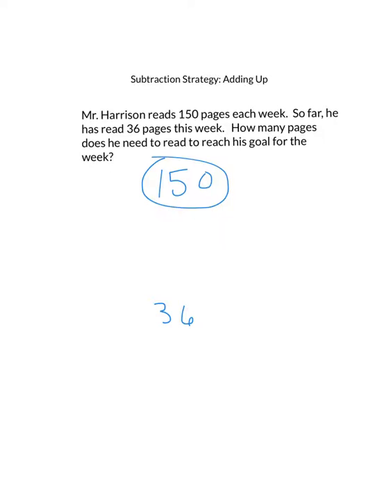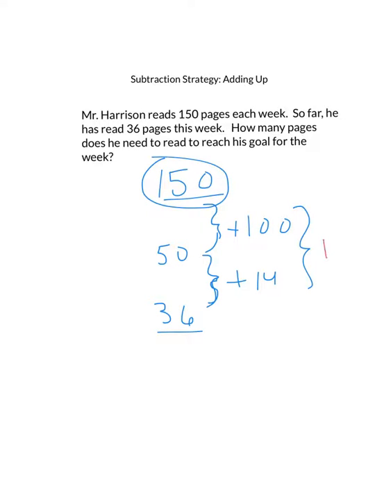If I'm working up from 36, well, what would I add to 36 if I wanted to get up to 50? Well, I would hope I would add 14. And I've said, well, remember, I want to end up at, so I want to end all the way up at 150. Wouldn't I add another 100? So in this situation, we know that the difference between 150 and 36 is a difference of 114.